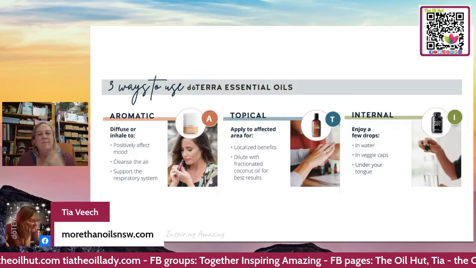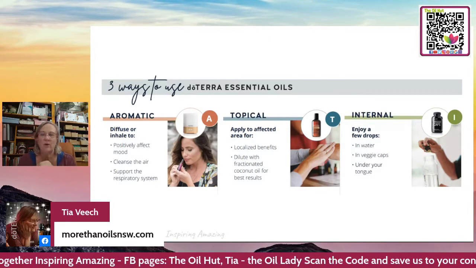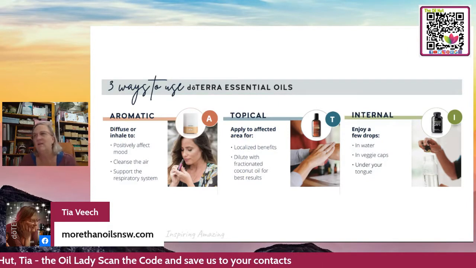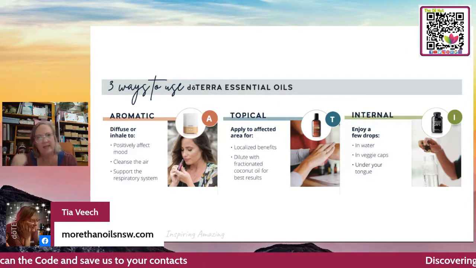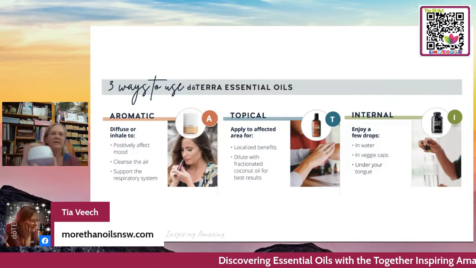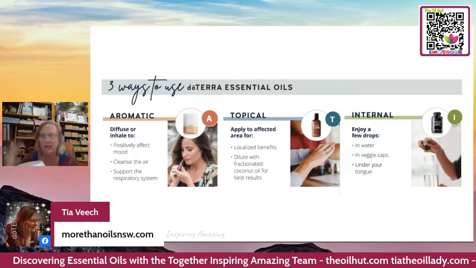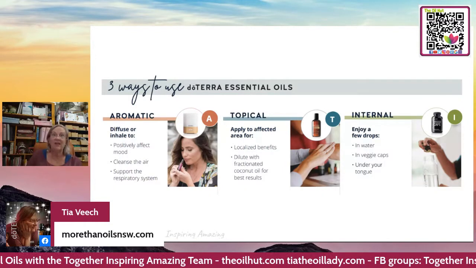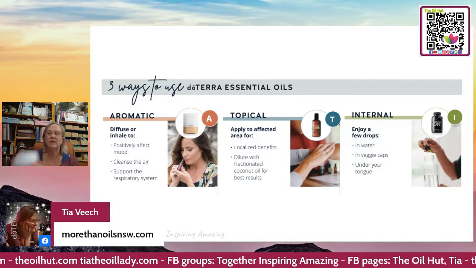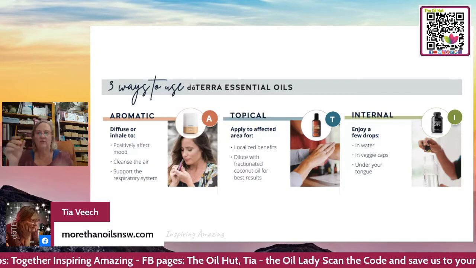Now, if I'm in my space, I can put my diffuser on, and that's another great way to have some other smells happening. If I'm feeling a bit whatever, then I get some Motivate into the diffuser. It's like a big kick in the butt. You get working, you get happening. For me, I get things done, and it's a great way to use it. So aromatic is when we use it in our diffuser.